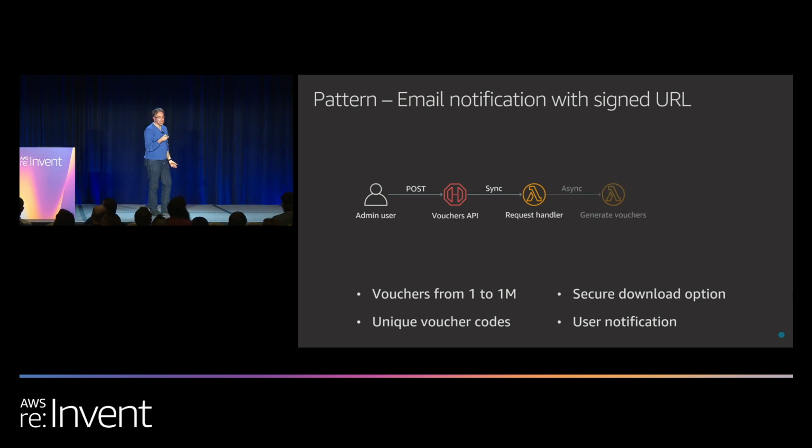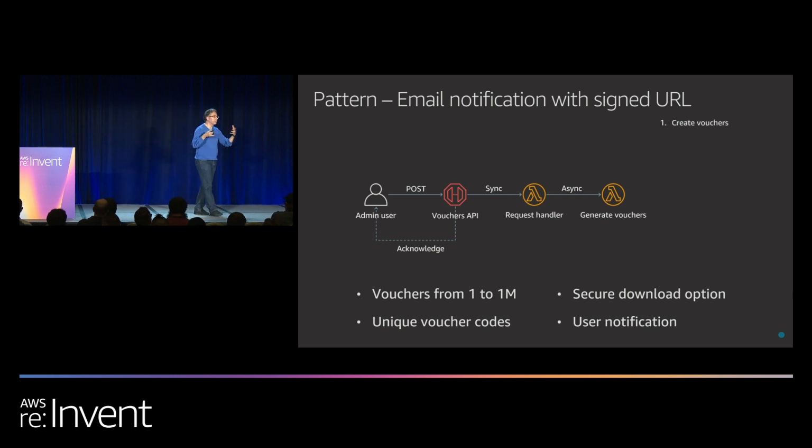So there is this request handler that is calling asynchronously because this takes time. So you can't have someone, an API, wait for more than a few seconds. A generate voucher function, and it's acknowledging back that this request of creating the vouchers has been received. And then the generate voucher function will create the voucher codes, store the voucher codes into a DynamoDB table that will be used as the source of truth.